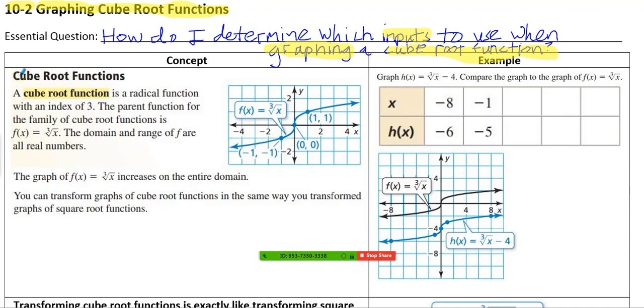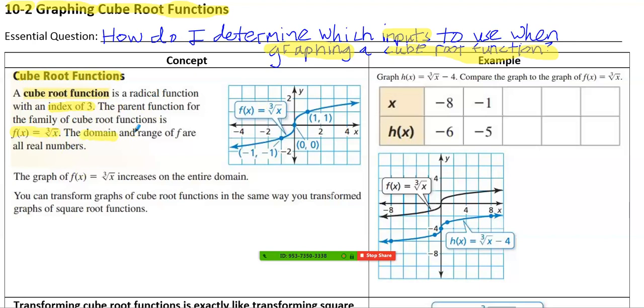So, cube root functions, here they are. A cube root function is a radical function with an index of 3. That index of 3 thing, which sounds really crazy, is just the number outside the radical, which tells you what root you're taking. If there's no number there, it's a square root, so the index would be 2. The parent function, the most simple version for the family of cube root functions, is f of x equals the cube root of x. No transformations, as simple as possible.